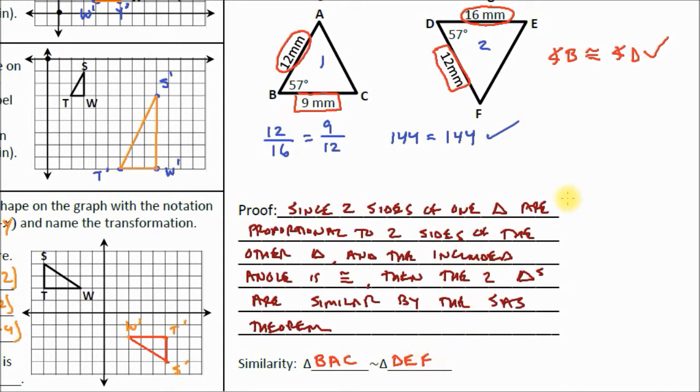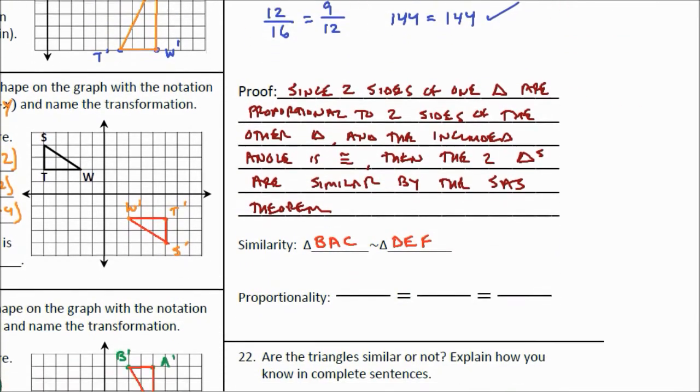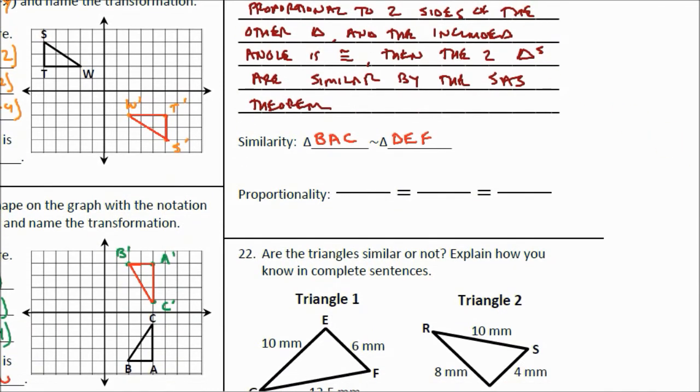There's my similarity statement. I can write it by using my circles and squares to figure out which direction to go. And now my statement of proportionality comes right from my similarity statement. BA corresponds to DE. My second and third position, AC corresponds to EF, and CB corresponds to FD. And question number 21 is done.